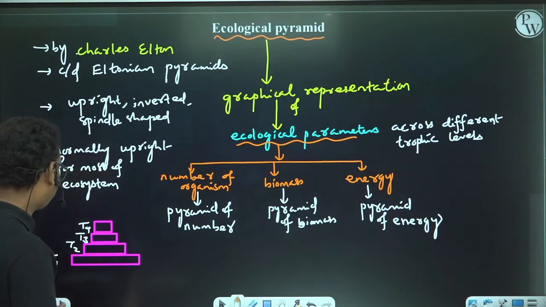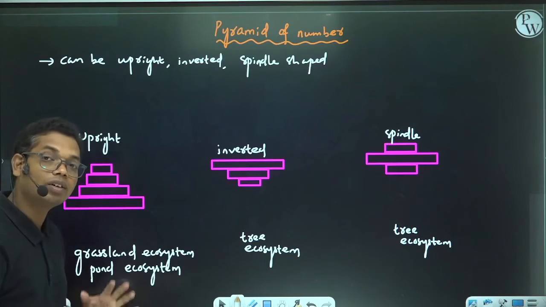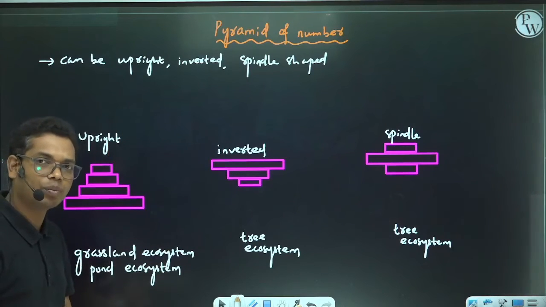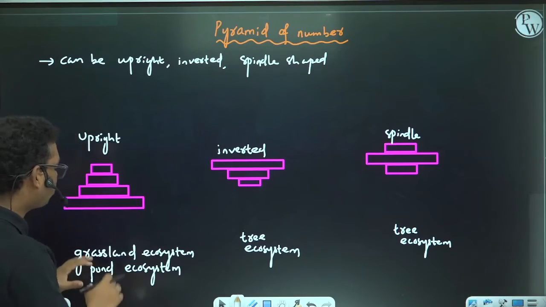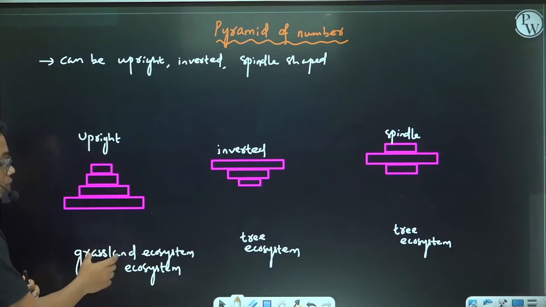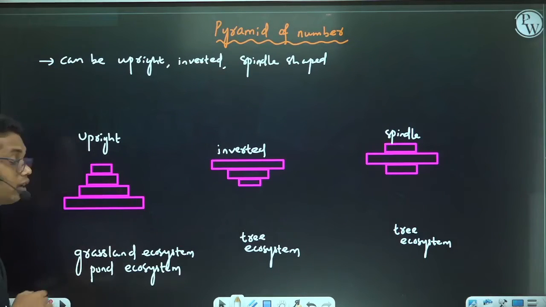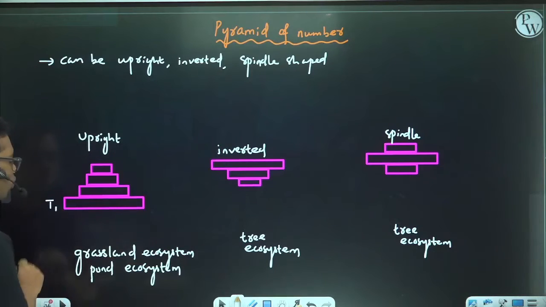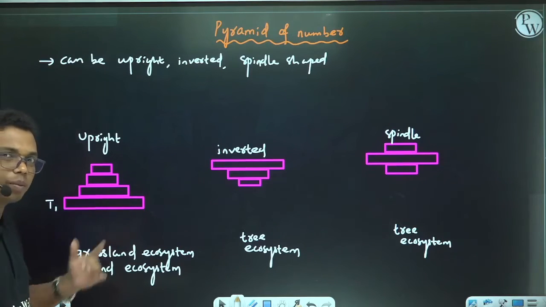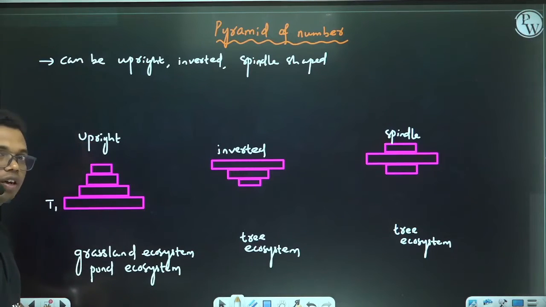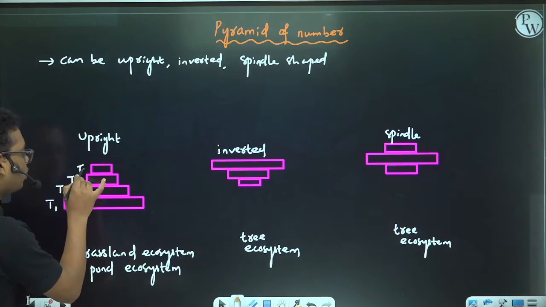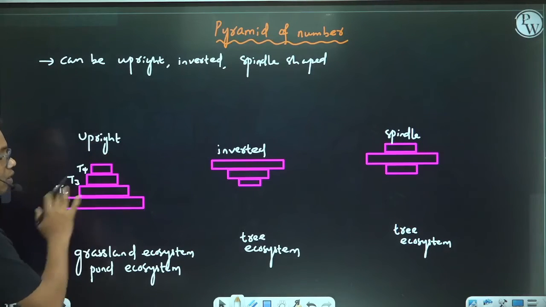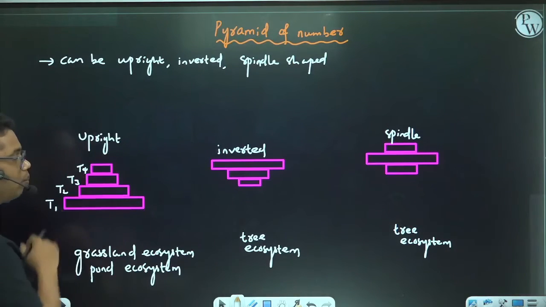Okay, so let's talk about the pyramid of number. Pyramid of number can be upright, can be inverted, or can be spindle shaped. But in most of the cases it is upright in nature. Suppose I take a grassland or pond ecosystem. In the first trophic level, that is at the producer level, the number of species will be maximum, and when we move to the highest trophic level, the number will be minimum. That means when we move from the first trophic level to the higher trophic levels, the number of species keeps on decreasing, and this type of pyramid is known as an upright pyramid.